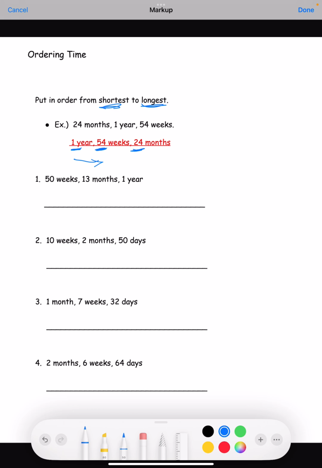Let's try number 1. 50 weeks, 13 months, and 1 year. So 1 year is a year, and 13 months is over a year, and 50 weeks is less than a year, because to be 1 year, you would need 52 weeks, but this is 50, so that would be the least. 50 weeks. And the next would be 1 year. And the next would be 13 months, because there's only 12 months in a year, so 13 months would be more than a year.